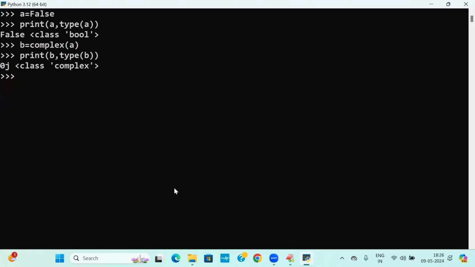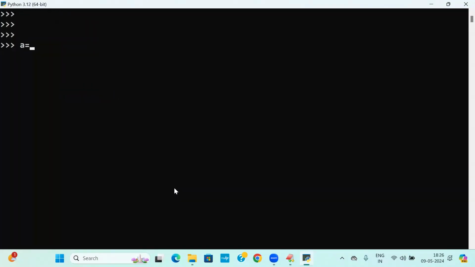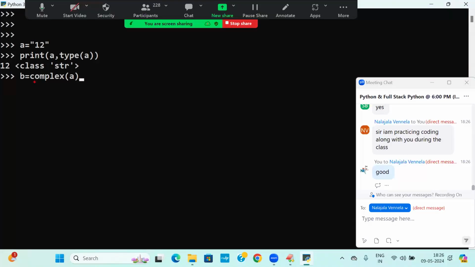Now next I'm going to do what? STR type into what type? Complex type. STR type into complex type, I want to go for it. So what is this STR type? This is a little careful. A is equal to 12. A is equal to 12. Be careful, ma. Print of what? A. STR. Now I'm saying complex of. Possible or not possible? Come on, quickly. Possible? Not possible? Raise your hands.